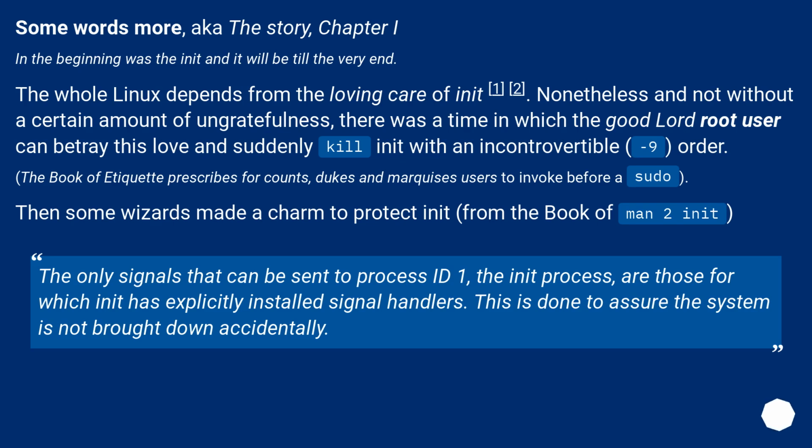The Book of Etiquette prescribes for counts, dukes and marquises, users, to invoke sudo before it. Then some wizards made a charm to protect init, from the book of man 2 init: the only signals that can be sent to process ID 1, the init process, are those for which init has explicitly installed signal handlers. This is done to assure the system is not brought down accidentally.